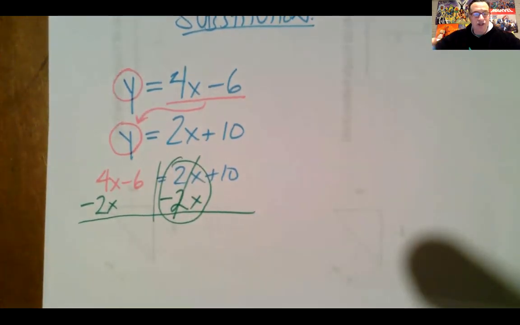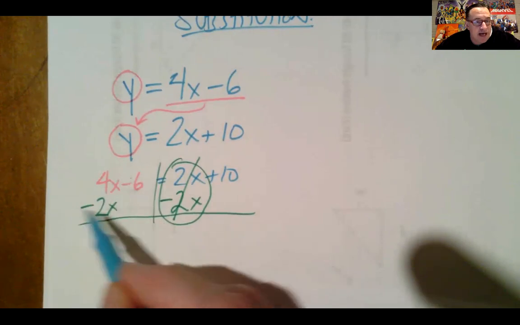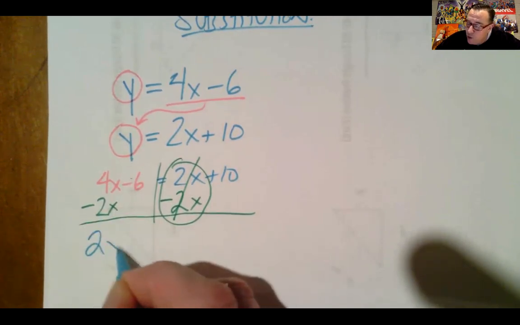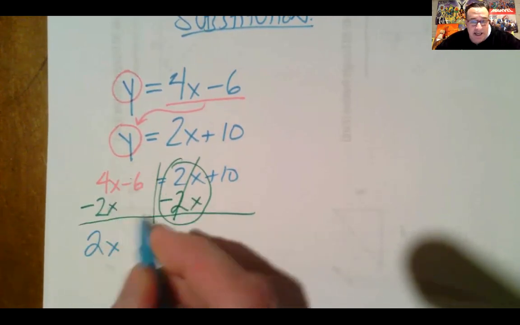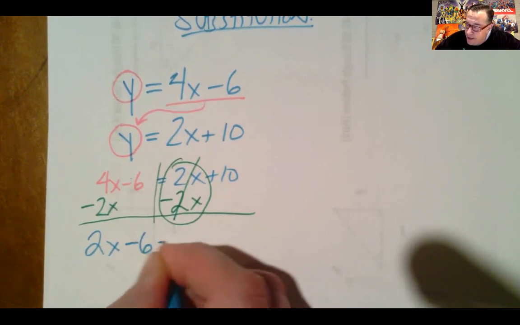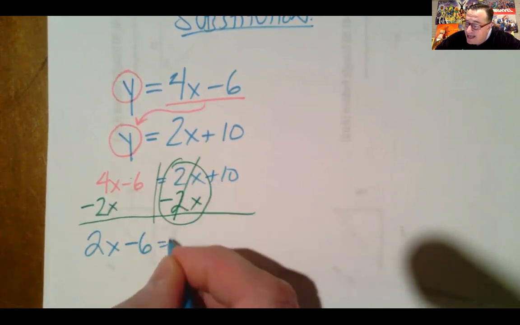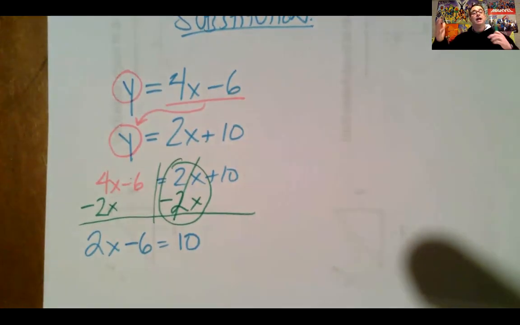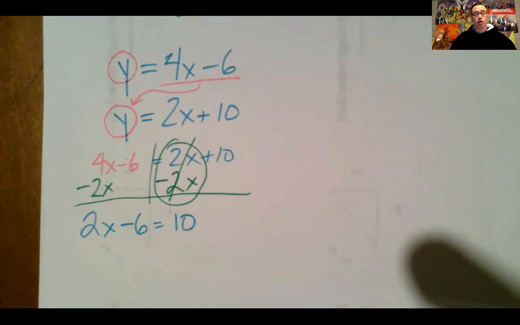Now I'm going to rewrite this and combine these. So 4x minus 2x is going to give me 2x. That negative 6 I didn't touch, so it stays the same. And that's going to equal, since this is gone, just that 10. Now, what am I going to have to do to get this to the point where I can solve for x? There's another step I've got to do here. Do you guys recall now what my next move is?